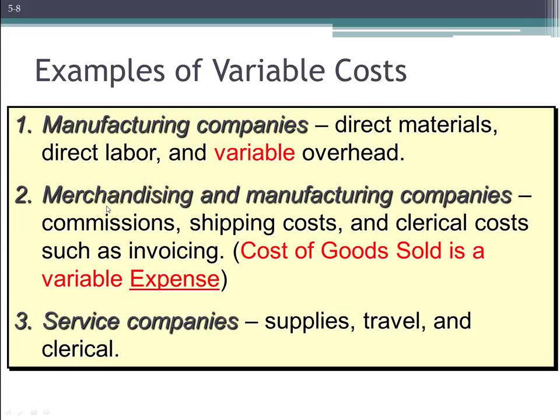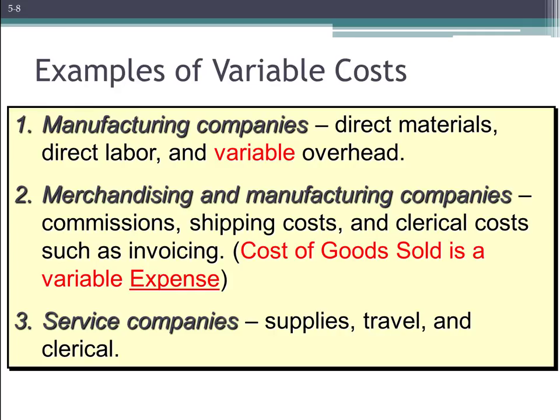Merchandising and manufacturing companies might have something like sales commissions, right? If we're paying a salesperson a specific amount every time they make a sale, that would of course be a true variable cost. Shipping costs, some clerical costs. One of the things that I do want you to be aware of here is cost of goods sold is a variable expense, not a cost, and the name can be a little confusing.